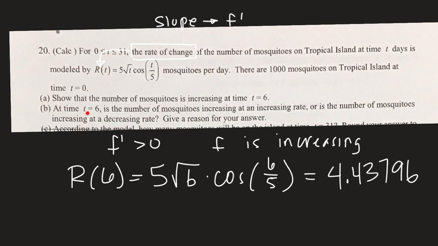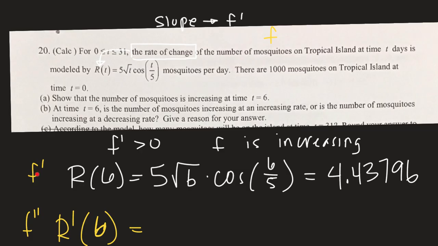Okay, now at time t equals 6, this is part B: is the number of mosquitoes increasing at an increasing rate, or is the number of mosquitoes increasing at a decreasing rate? So this is going to be a derivative of my rate problem. This is our f prime of some mosquito function f, right? The number of mosquitoes is your f function. So the rate is your f prime and the derivative of rate is your f double prime.